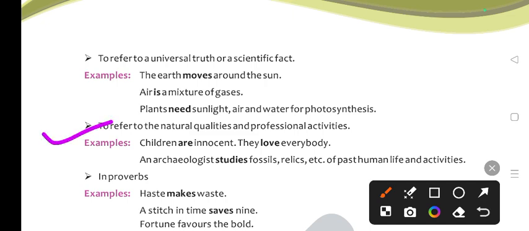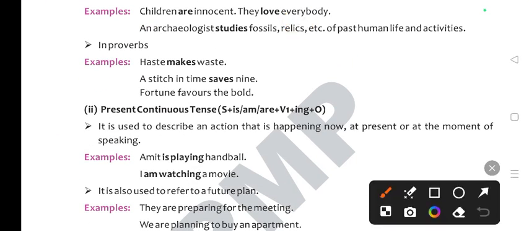Second is to refer to natural qualities and professional activities, like children are innocent, they love everybody. Now the next one, an archaeologist studies fossils, relics, etc. of past human life and activities. Even in proverbs, we also use present tense. For example, haste makes waste. Or in other examples, like birds of same feather flock together. A stitch in time saves nine. Fortune favors the bold. So these are the proverbs, and for proverbs we also use present tense.